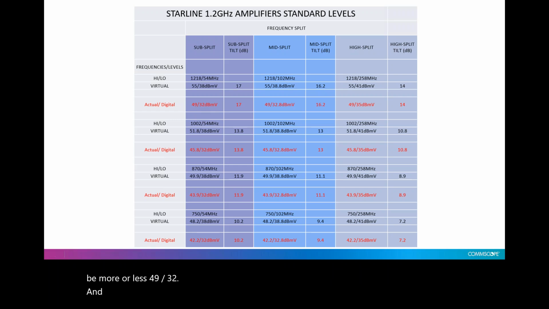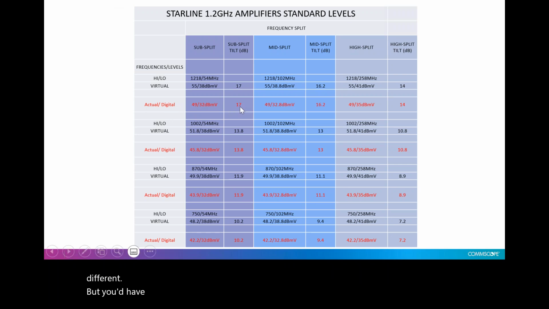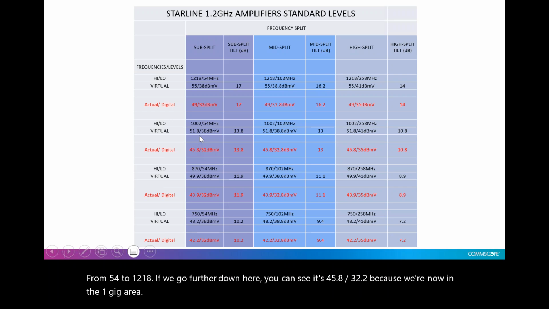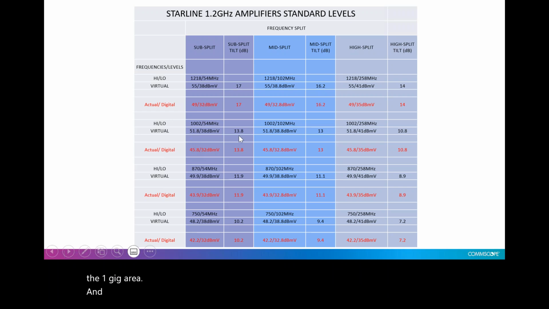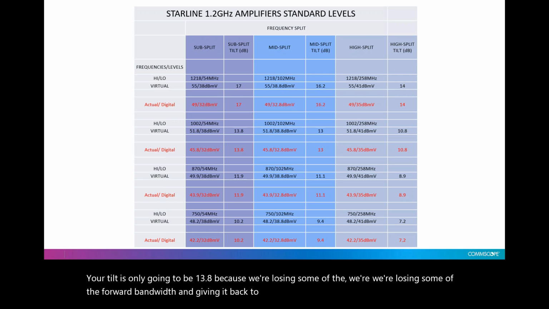And that's going to be determined by your print. So these numbers may be slightly different. But you'd have 17 dB of tilt from 54 to 1218. If we go further down here, you can see it's 45.8/32.2 because we're now in the 1 gig area. And your tilt is only going to be 13.8 because we're losing some of the forward bandwidth and giving it back to the return bandwidth.